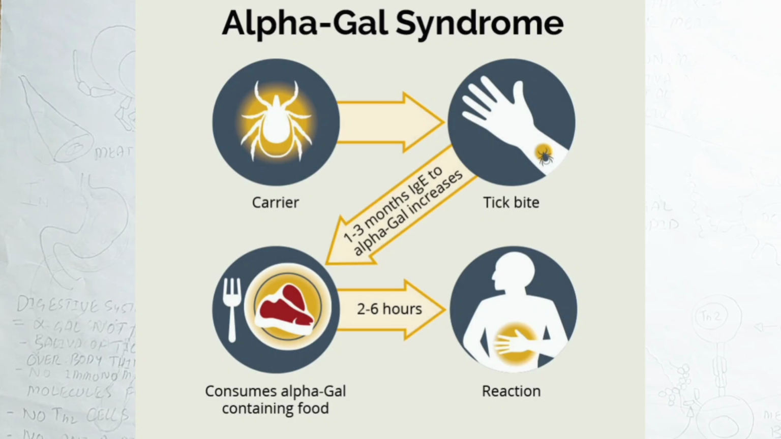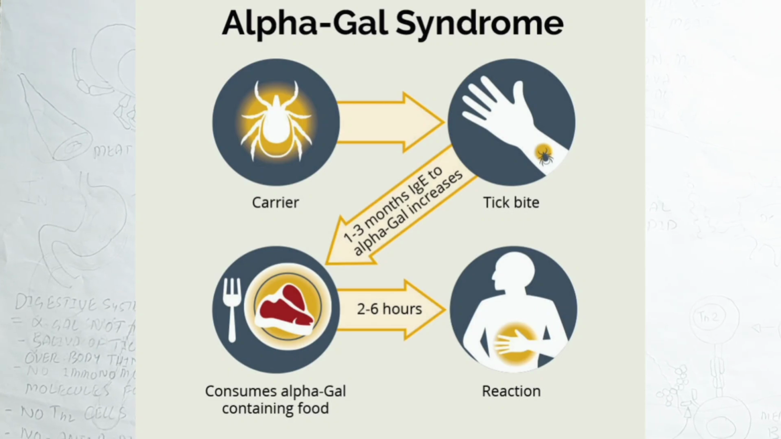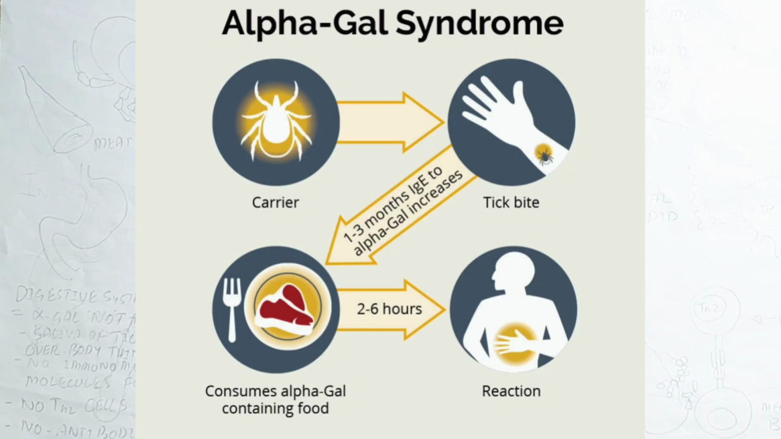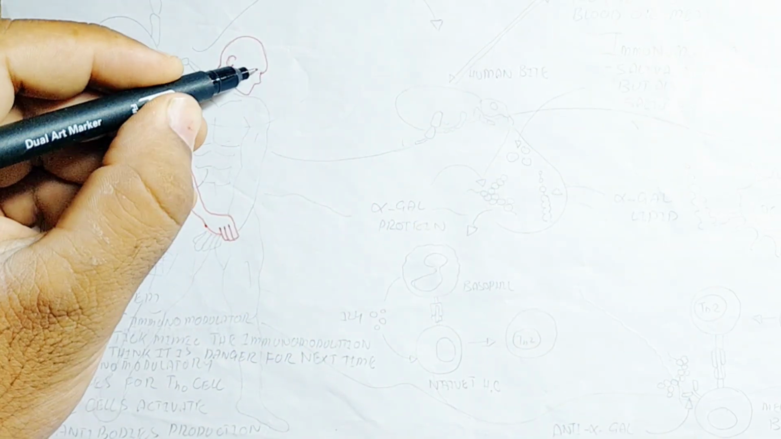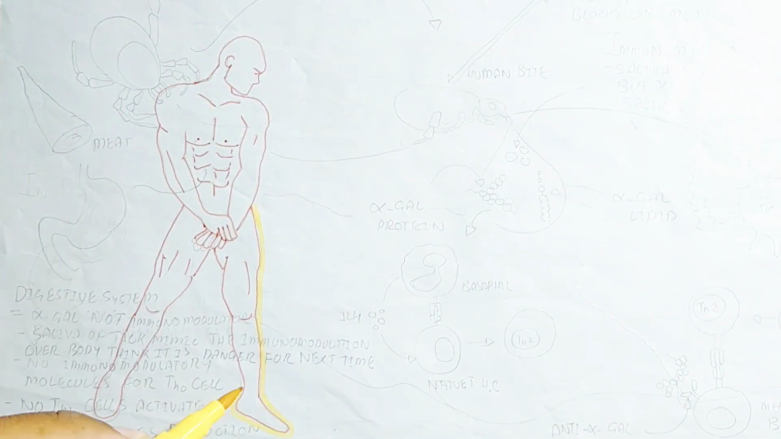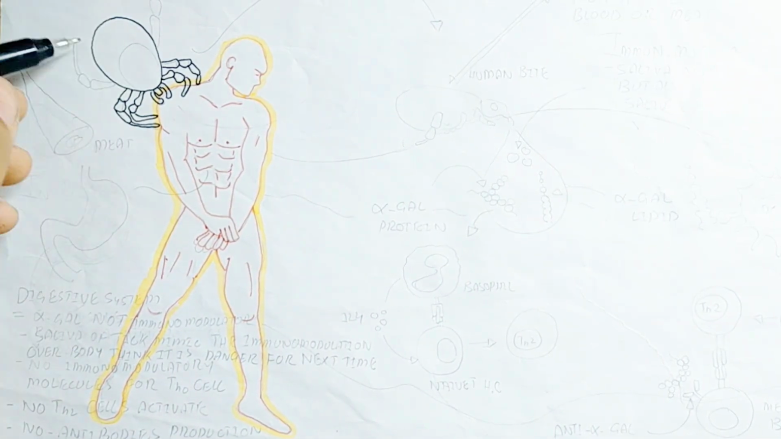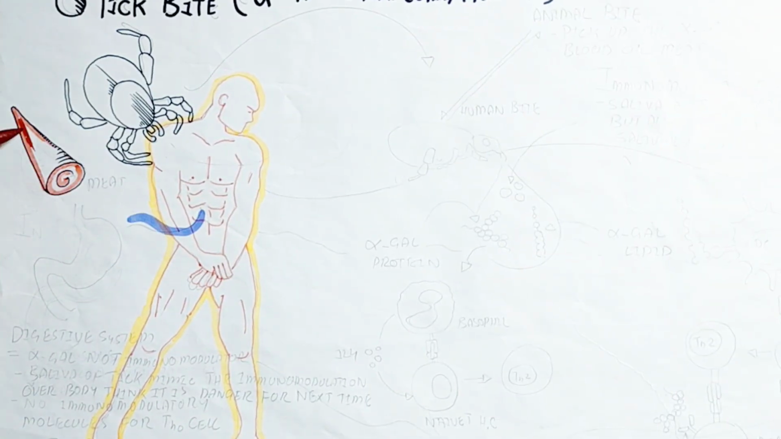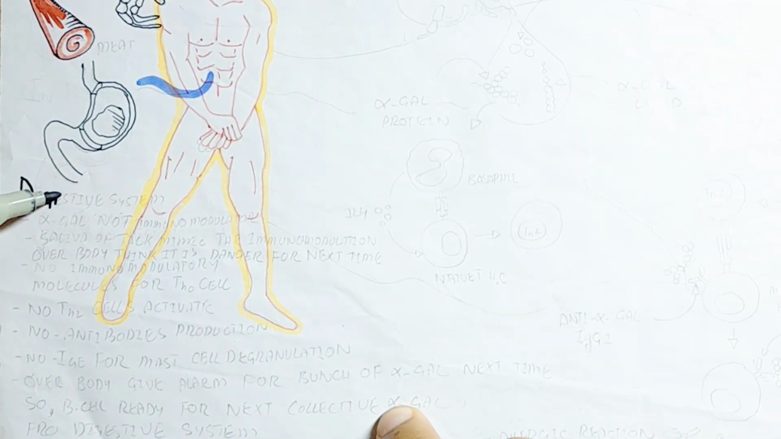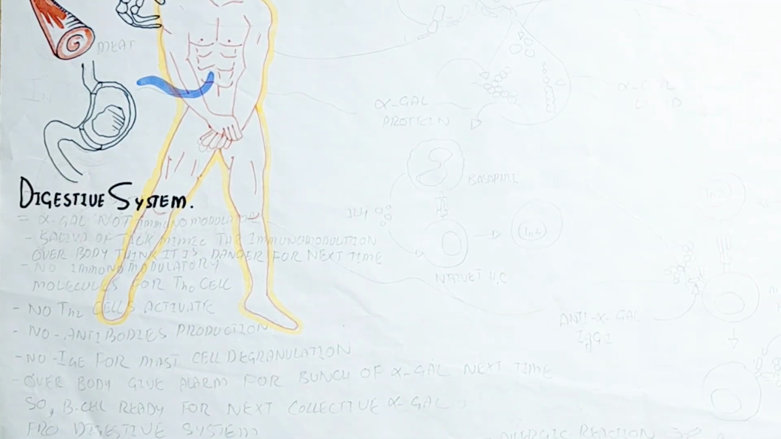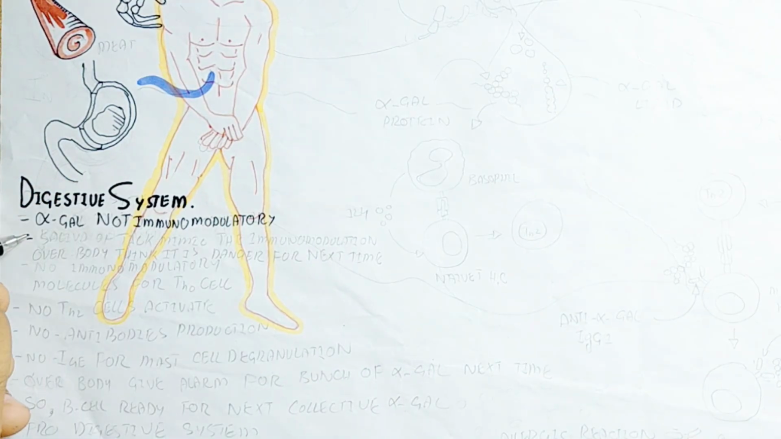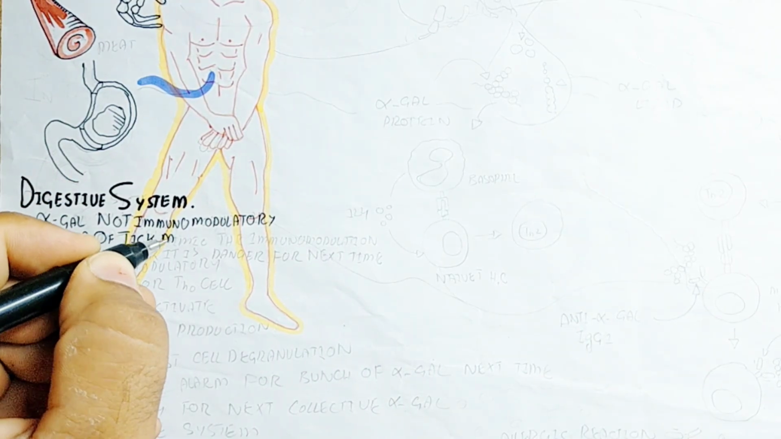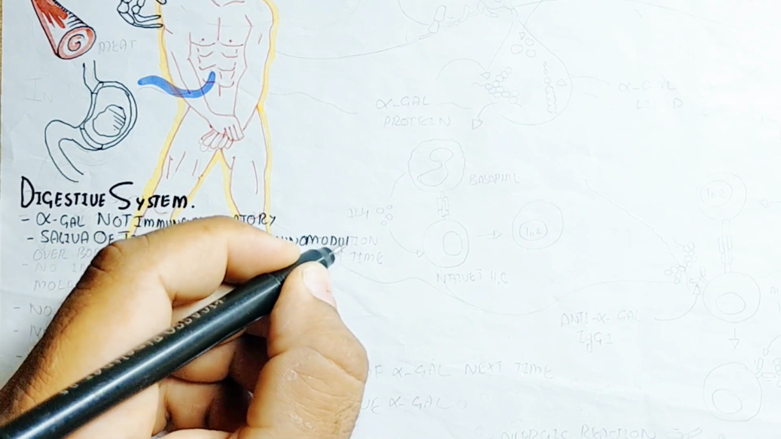After the bite, within 1 to 3 months IgE to alpha gal increases, and 2 to 6 hours after eating meat that contains alpha gal, it causes inflammation. This is a person who was bitten by a tick, and with the passage of time, whenever meat enters the digestive system, in a normal person alpha gal is not immunomodulatory, but the saliva of the tick mimics the immunomodulation.